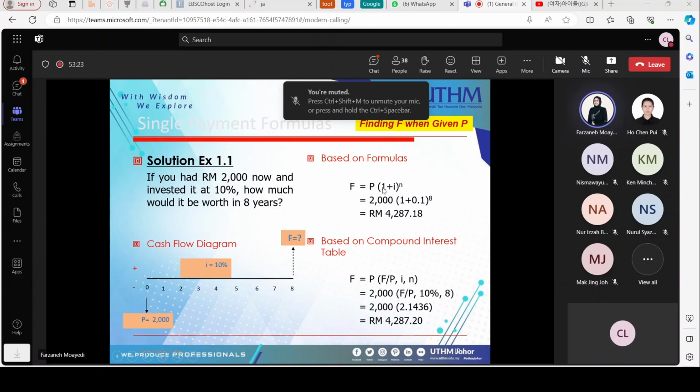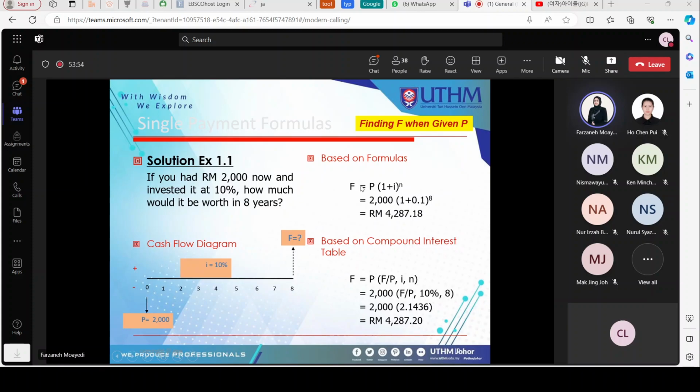So this is the simple formula that I introduced to you in the beginning. If you are somebody who is very good at memorizing formulas, you can proceed with this. This is the first method. You have the present value, and you want to know how much this 2000 is going to be after 8 years with 10% interest. So you're looking for the future value.